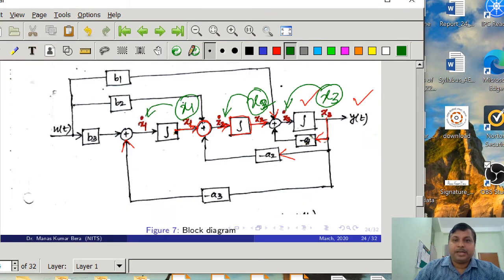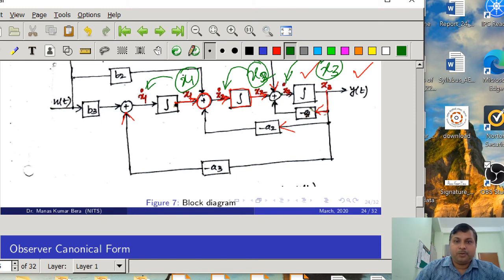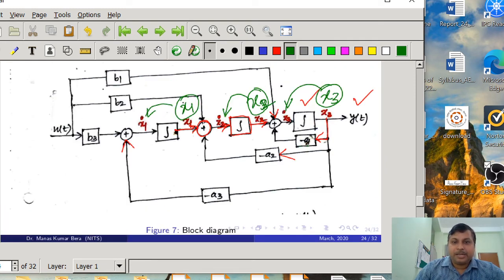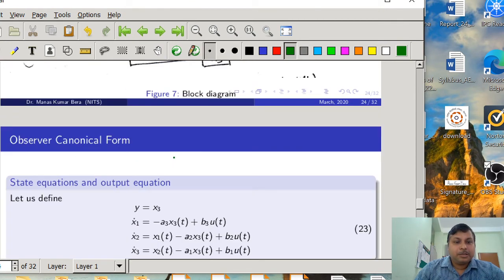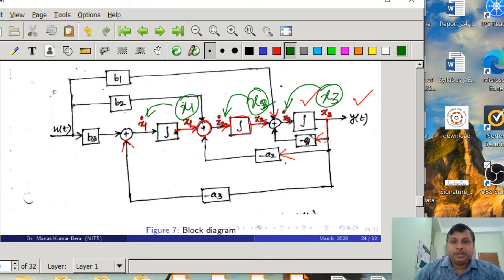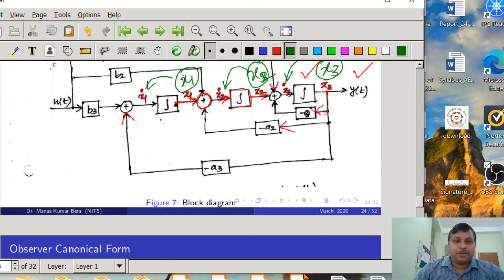So from the block diagram we can see that output y is equal to x3. Suppose if I want to write x1 dot, we can see that it is minus a1 into x3 plus b1 into u. Sorry, we are representing the x1 dot. So x1 dot will be minus a3 into x3 plus b3 into u(t), correct?